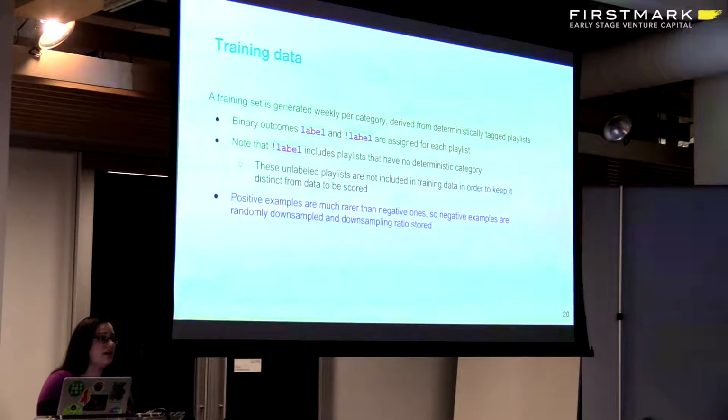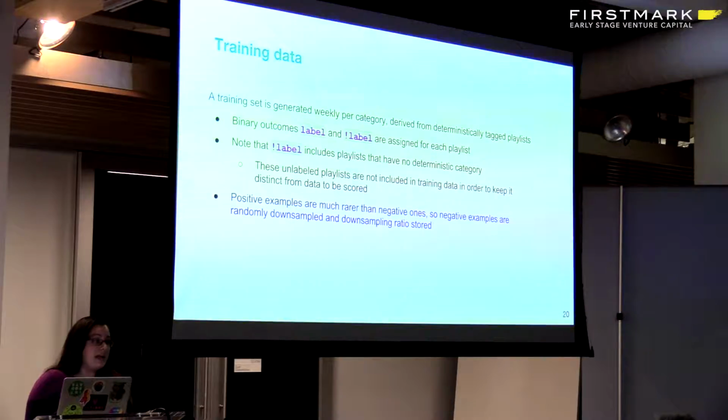So if I had a bunch of playlists with lots of different categories, but what I'm thinking about is the running category, I would separate these all into whether this is running or not running. And these not-running playlists could also include playlists that have no deterministically assigned category. I don't include those in the training data set because those are what I actually want to score. Those are the things that I want to make predictions for once I come up with a good model.